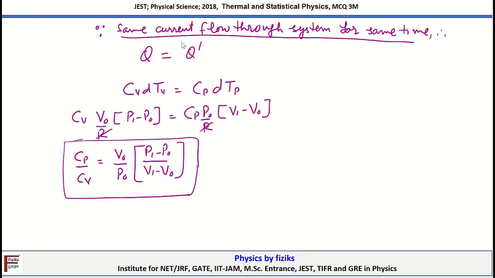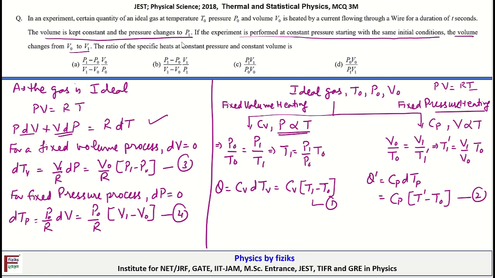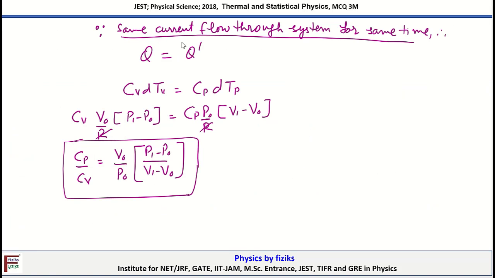Therefore, let's see which option is the correct one. It's V naught by P naught into (P1 minus P naught) upon (V1 minus V naught). So option A is the correct one here. Option A is correct.